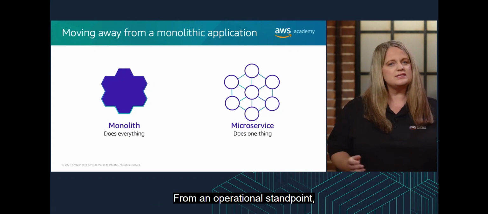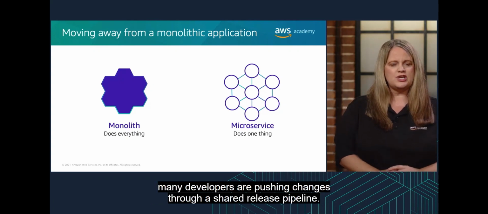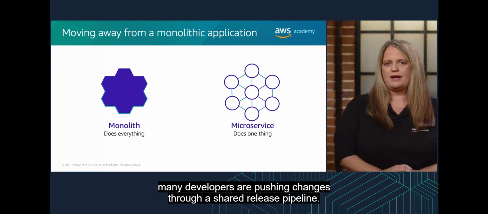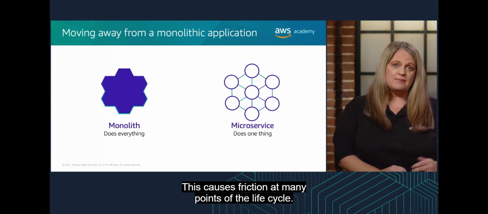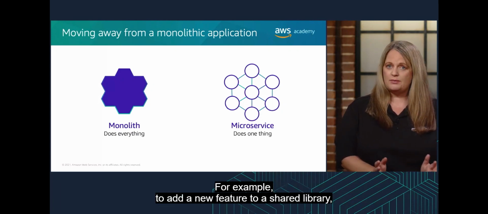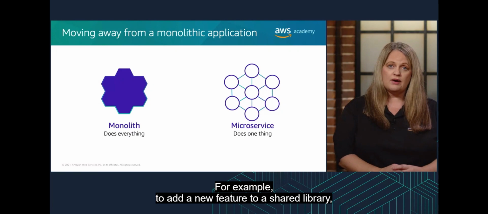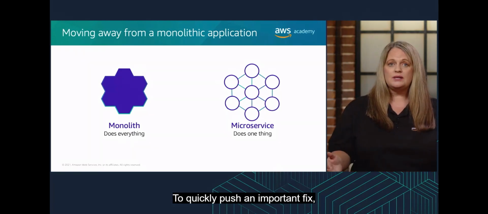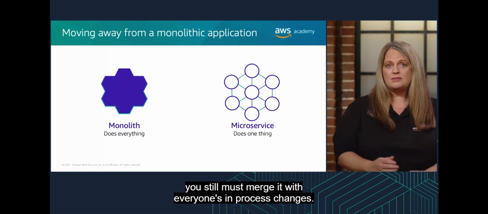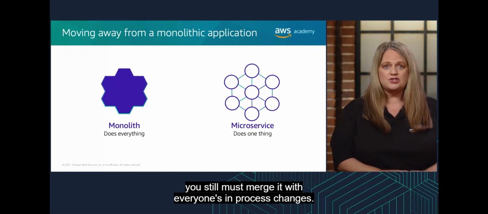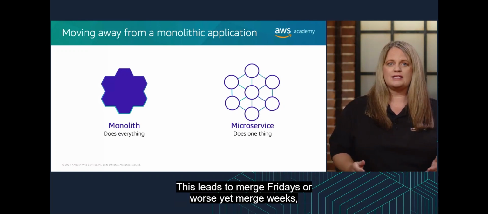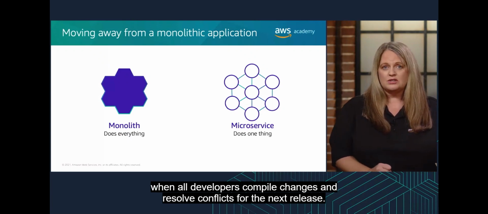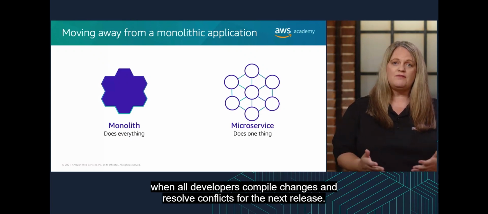From an operational standpoint, many developers are pushing changes through a shared release pipeline. This causes friction at many points of the lifecycle. For example, to add a new feature to a shared library, you must convince everyone to upgrade at the same time. To quickly push an important fix, you still must merge it with everyone's in-process changes. This leads to merge Fridays, or worse yet, merge weeks, when all developers compile changes and resolve conflicts for the next release.